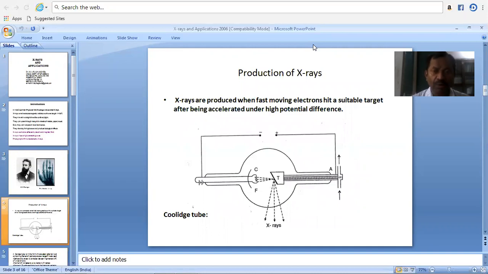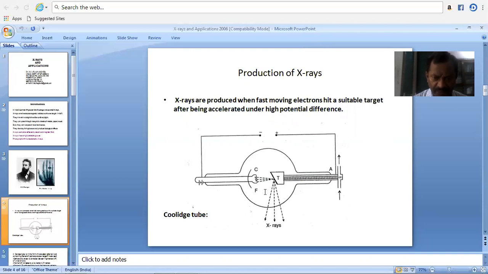Now, production of X-rays. How are we going to produce X-rays? X-rays are produced when fast-moving electrons hit a suitable target after being accelerated under high potential difference. This is the Coolidge tube. Coolidge built this tube, in which Rontgen first produced the X-rays.